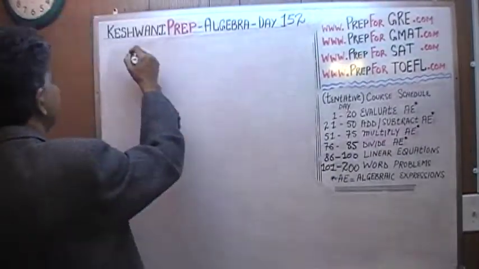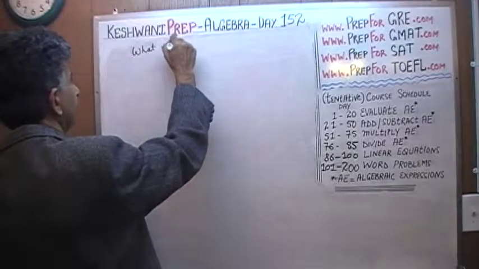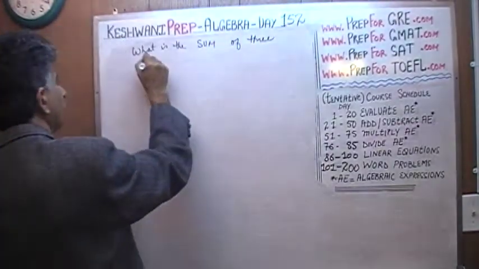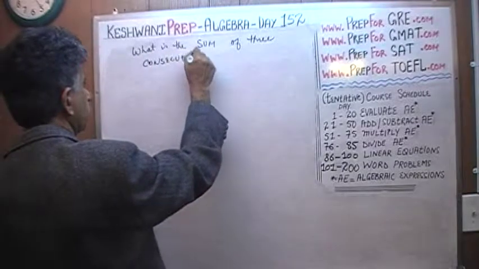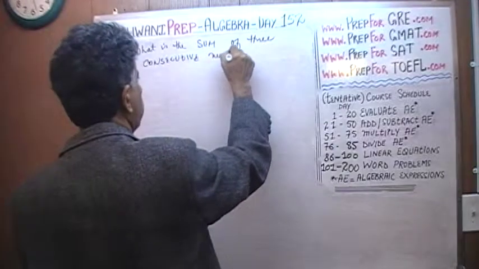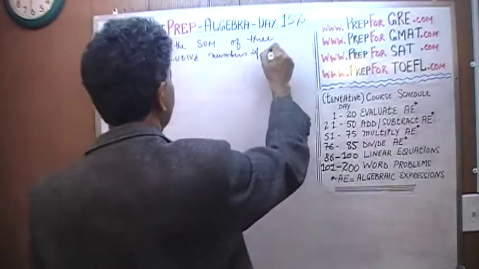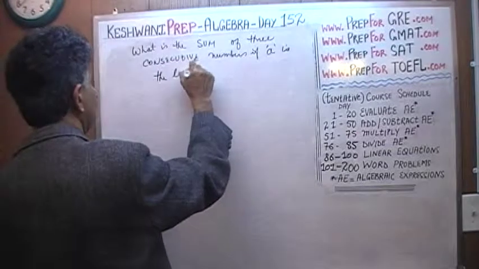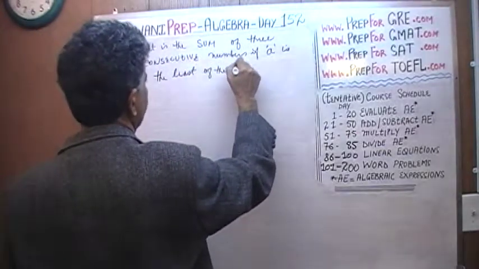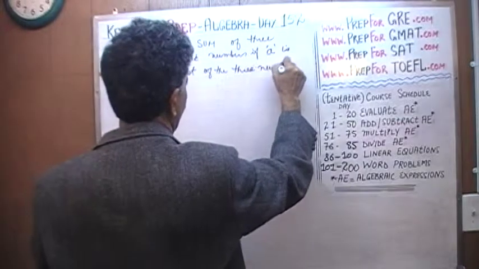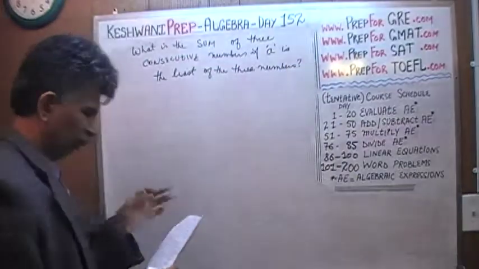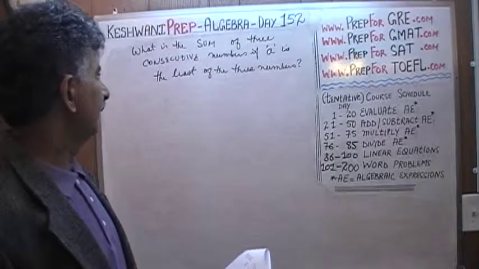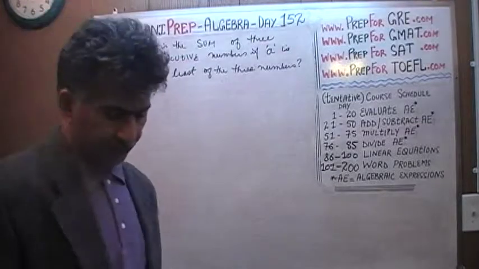Here's the question for today. What is the sum of three consecutive numbers if A is the least of the three numbers?